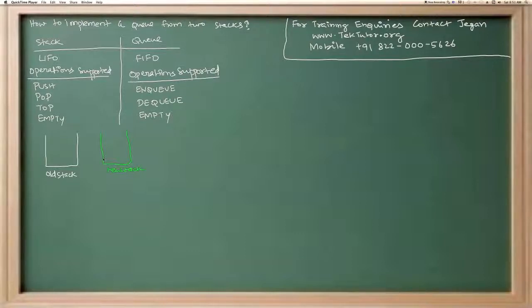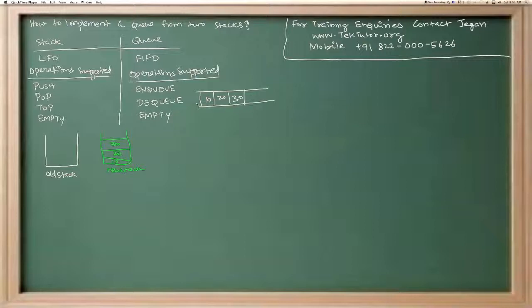Let's take some three values. Three values are inserted into the queue and it looks like this. The bottom line is, anytime there is an enqueue, we are going to push that entry into the new stack. And as far as the user is concerned, he is going to assume a picture like this: he has a queue and he has inserted entries in this fashion, and the queue goes like this.